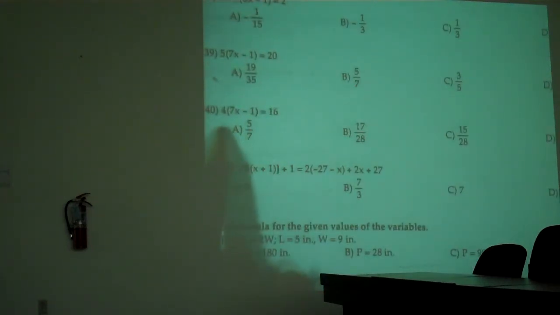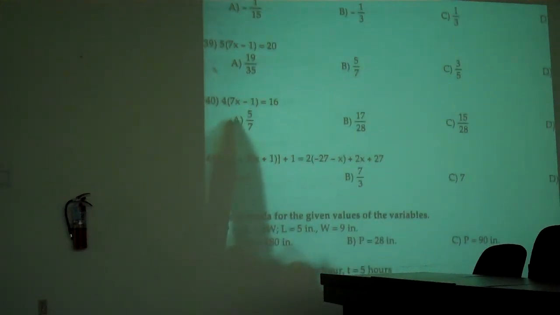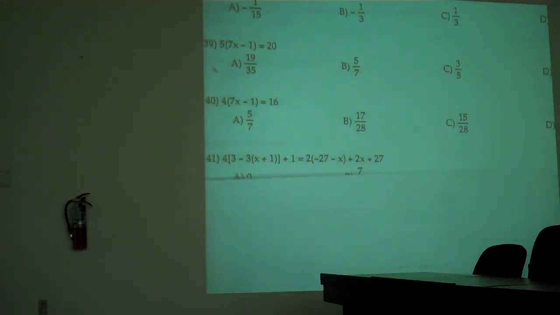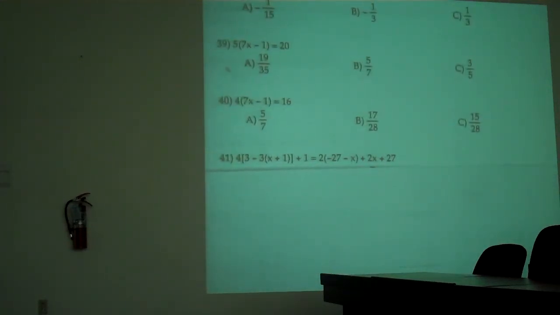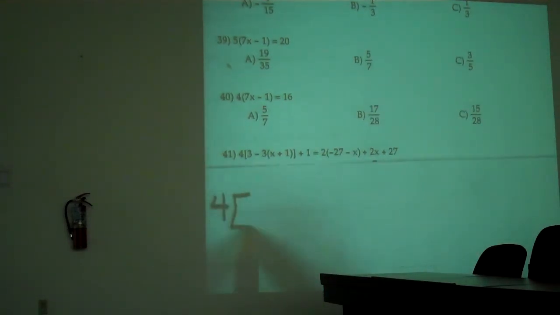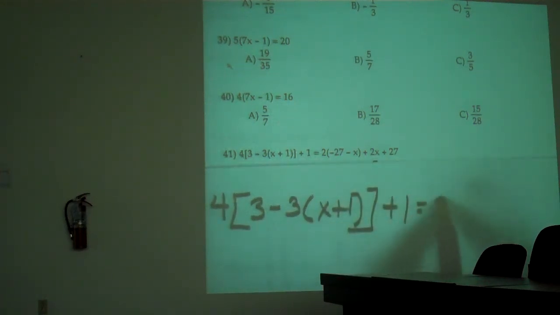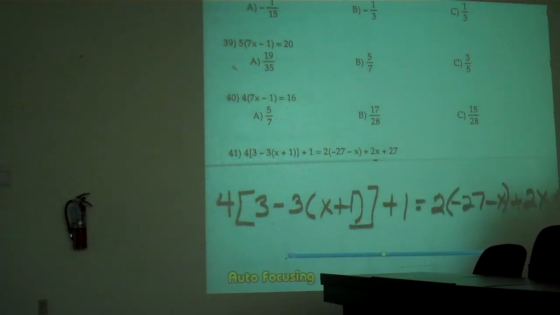Okay, I'll let you do number 40. Read similar. 41 is a little bit of stuff mixed up, so let's go ahead and do that one. We have 4 bracket 3 minus 3 parenthesis x plus 1 parenthesis bracket plus 1 equals 2 parenthesis negative 27 minus x parenthesis plus 2x plus 27.